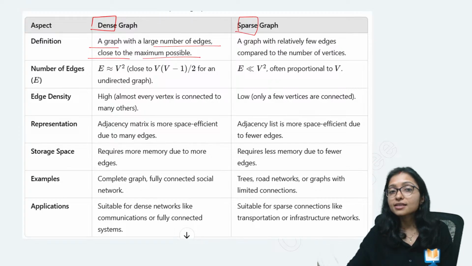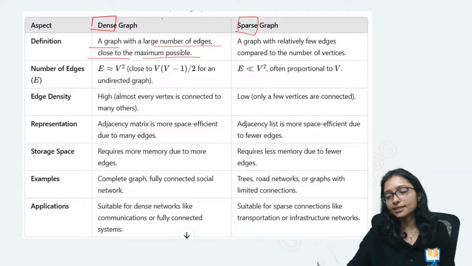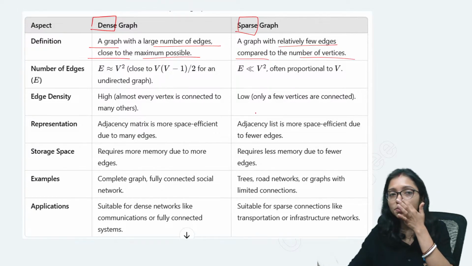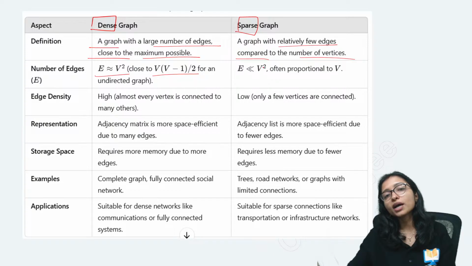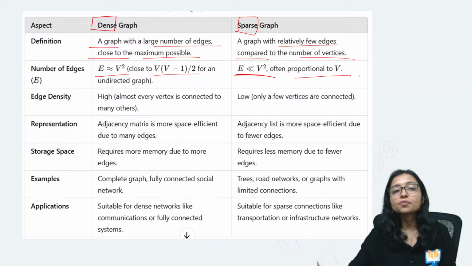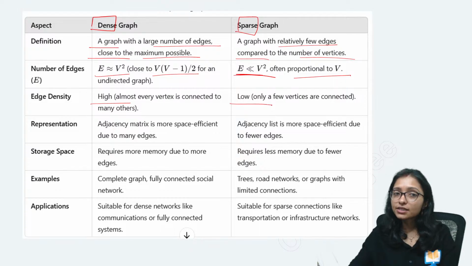Close to the maximum possible. This is called dense. A graph with relatively few edges compared to the number of vertices is called sparse. Here the number of edges will be E close to V square, that is V times (V minus 1) by 2, and for sparse it is E less than V square. It is often proportional to V. That's why it is called sparse. Edge density is high here; here edge density is low.